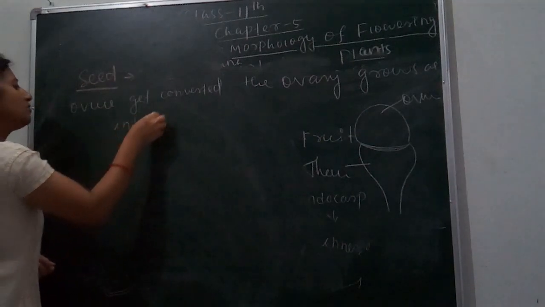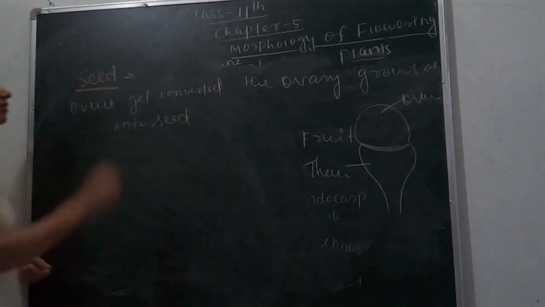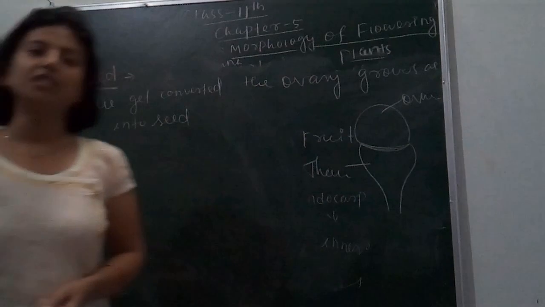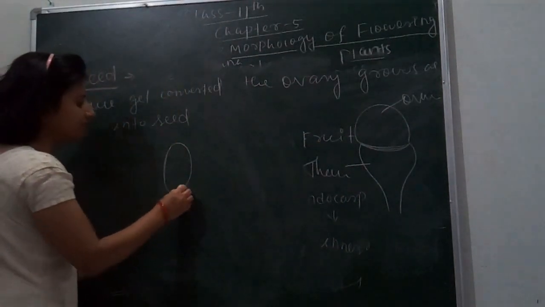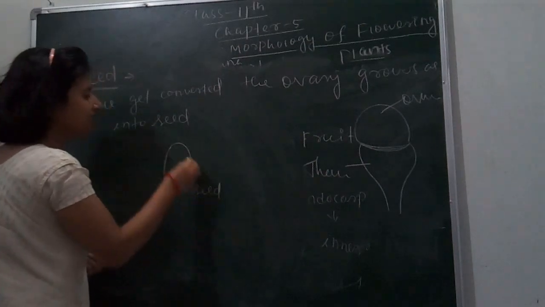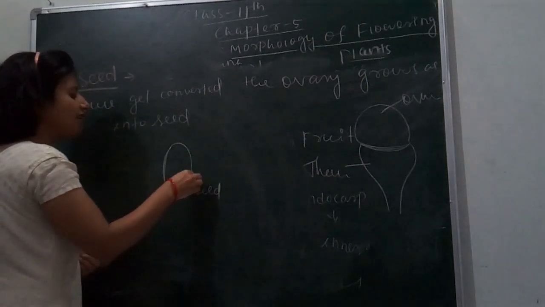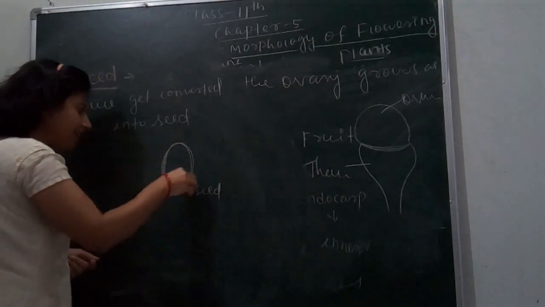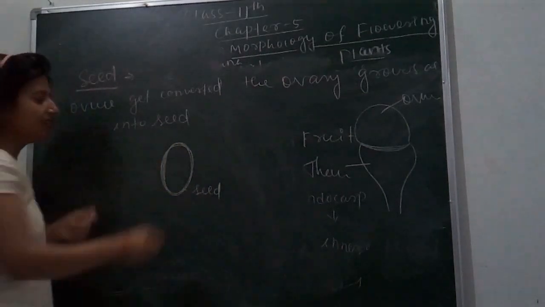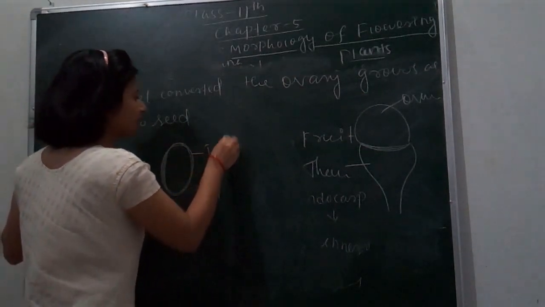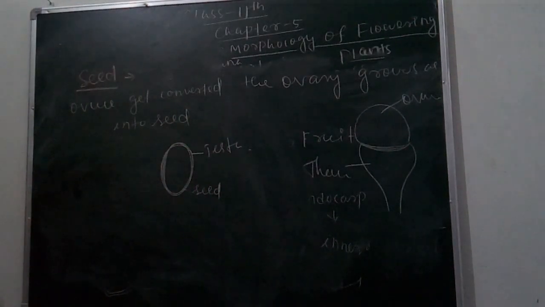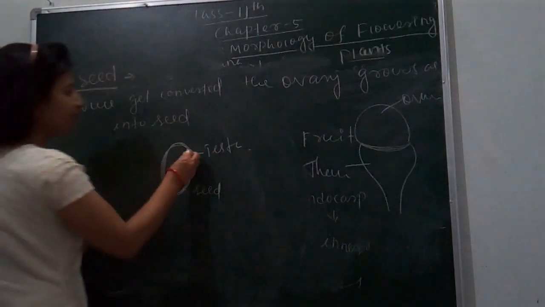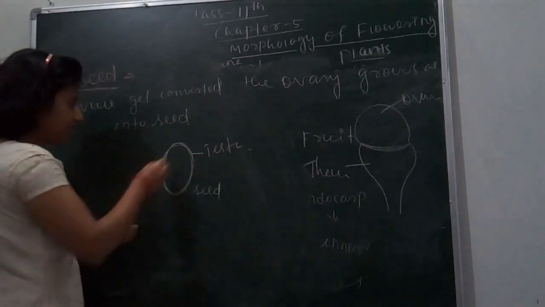So the outer layer of the ovule, suppose this is a seed. It has a tough, hard covering. This is called testa. The outer layer of the seed is called testa and the inner is called tegmen. This is the outer layer and this layer is the inner layer. This is called tegmen.